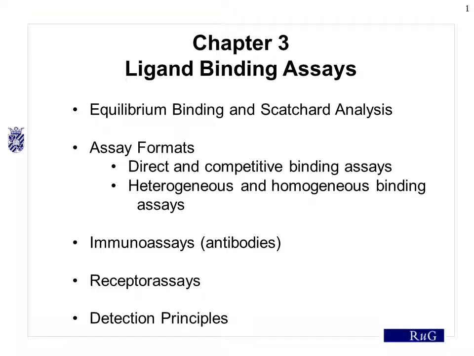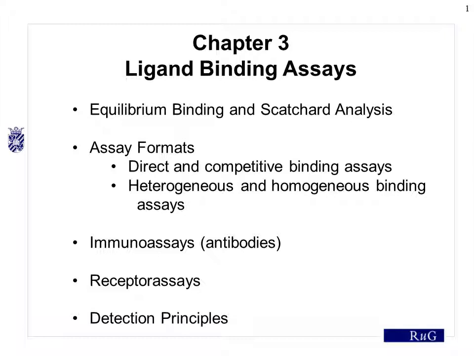In Chapter 3, we will deal with ligand binding assays. We will cover equilibrium binding and the Scatchard analysis to determine the dissociation constant and the maximum number of binding sites, Bmax. I will introduce you to different assay formats, the direct and competitive binding assays, and the heterogeneous and homogeneous binding assays.